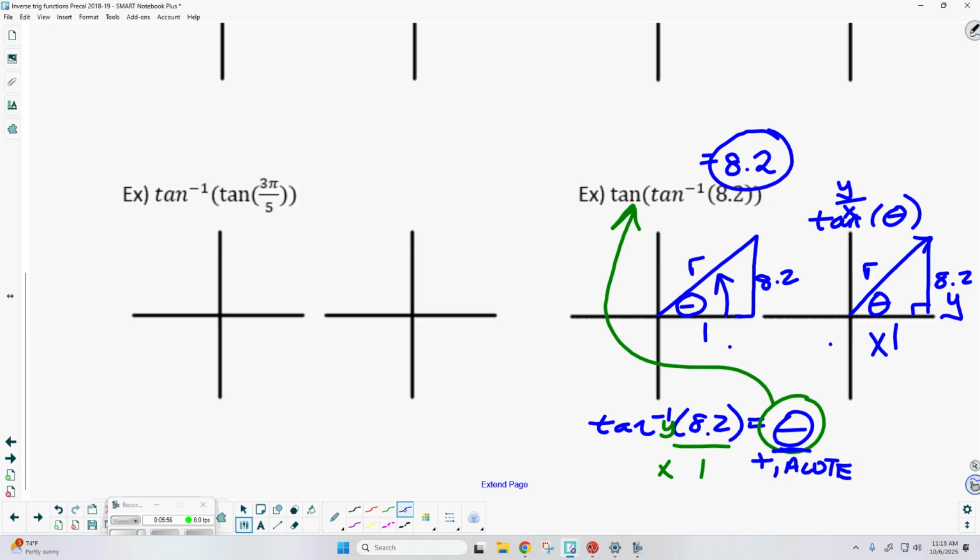Well, now that we've reviewed one, I want to give you a couple of minutes. Try the one right next to it. Evaluate tangent inverse of tangent of 3 pi over 5. And I'll go ahead and tell you on this one, the answer is not 3 pi over 5.